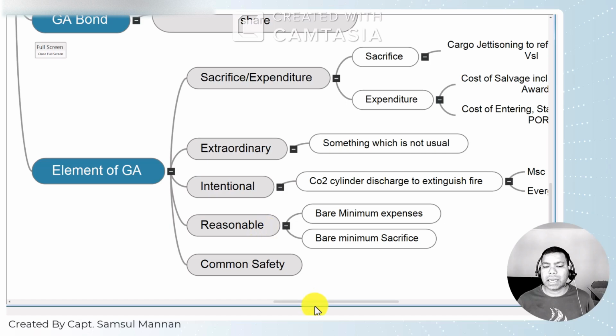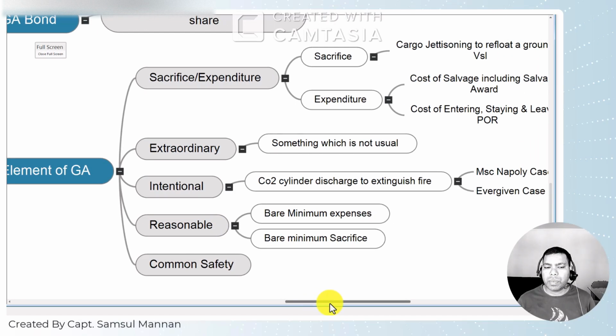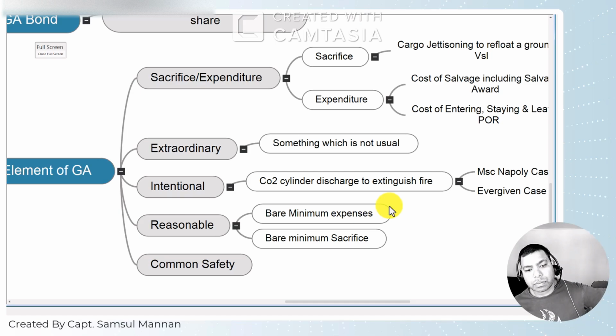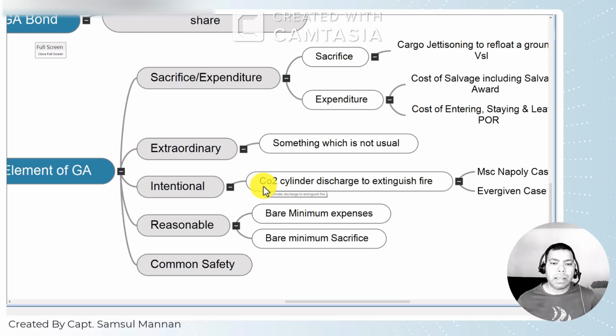Then intentional. Obviously you need to make sure that the loss or sacrifice you have done is intentional, right? Like, suppose you have got a fire in the engine room and you have taken all the crew out from the engine room and you have discharged the CO2 cylinder to extinguish the fire. That act you have done intentionally, right? So that will fall under general average.